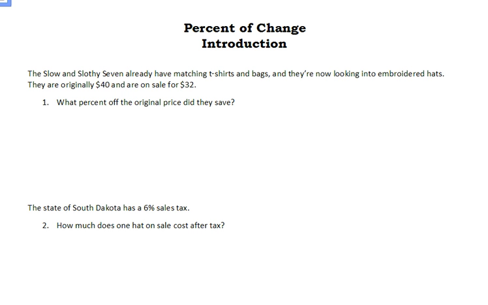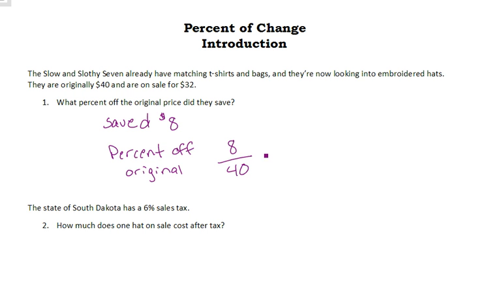Well, let's go ahead and look at how much money they saved. So looking between 40 and 32, it looks like they saved $8. Okay, well, what's that percent? Okay, so percent off original. We saved $8 of 40. So there's our ratio. We're comparing how much we saved versus how much it was to start with.